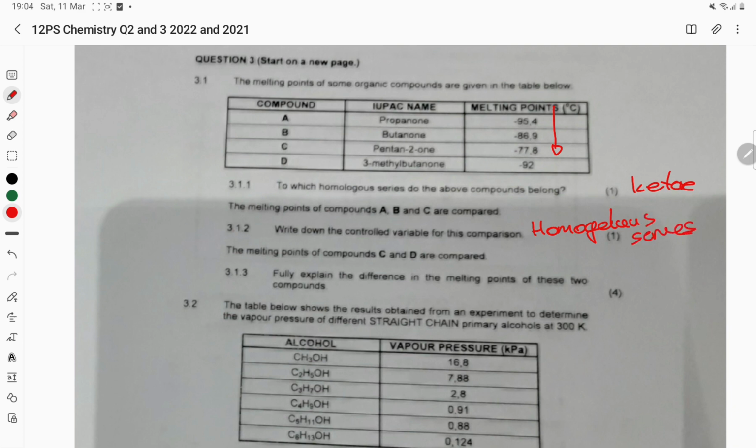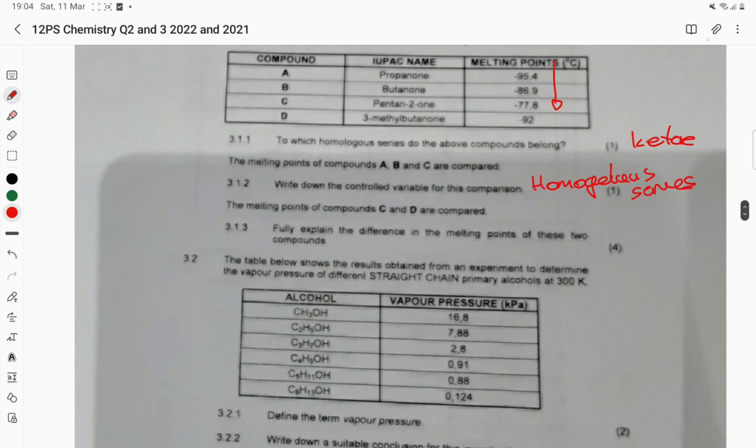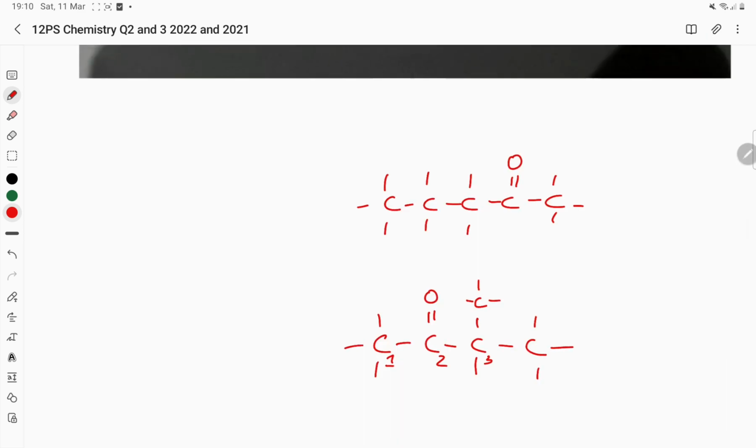We can say functional groups. The melting points of C and D are compared. Okay, so pentan-2-one. I'll probably draw this out to make a lot more sense. I'll draw them out quick. All right, so I'll draw them here.